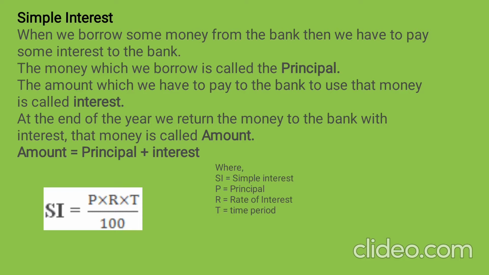Also, there is a formula to find simple interest, that is, simple interest is equal to P into R into T upon 100, where P is principal, R is rate of interest, and T is time period.